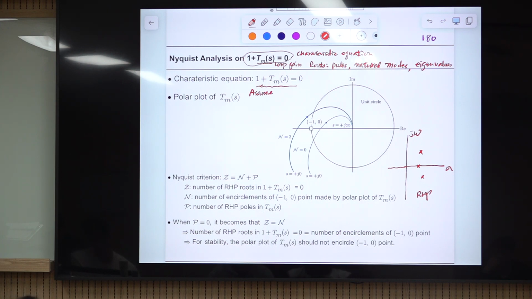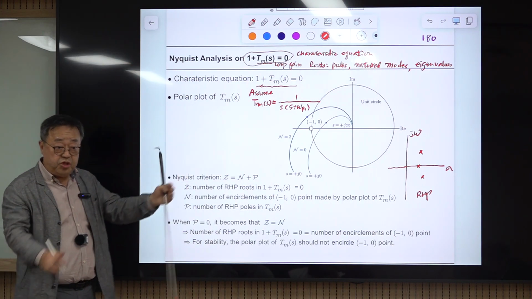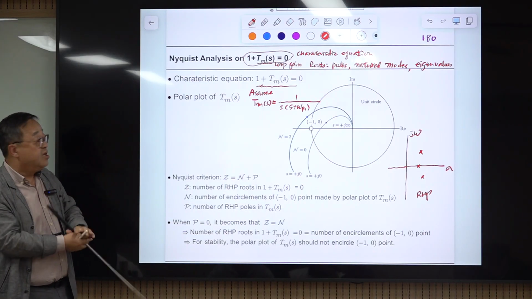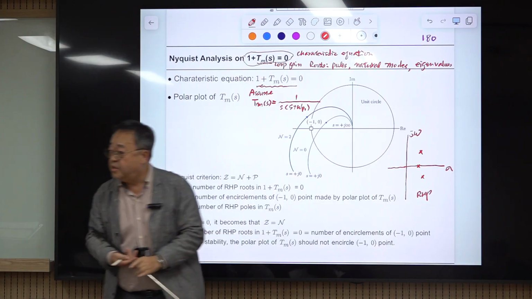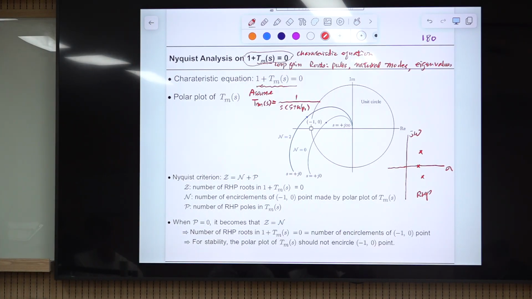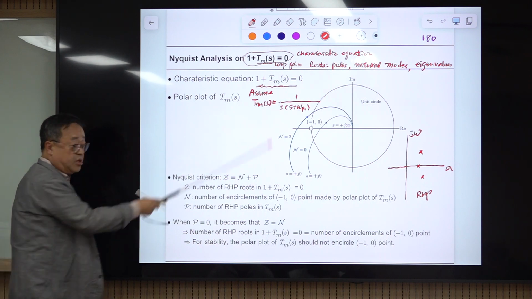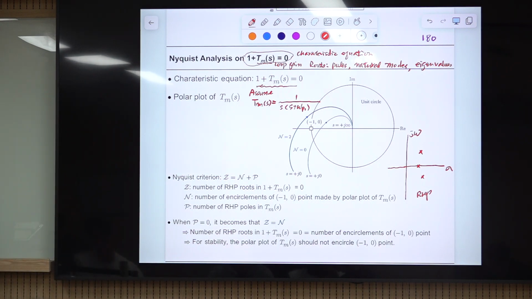Suppose TMS is given by this. We have S in the denominator and S plus omega P1. This is the pole zero expression. We are not using the frequency response format. In this Nyquist analysis, this is the standard format. So somehow we modified this. Maybe then there is some constant. Assume that constant is 1.